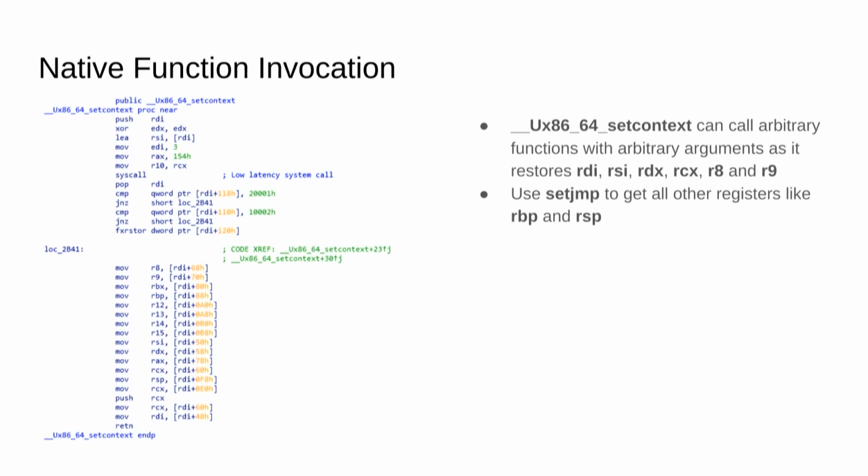And for that, we can use setJump, which works under the assumption that the registers remain the same between the two calls of setJump and setContext.